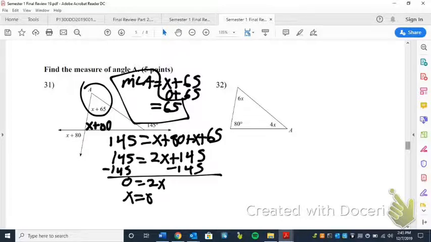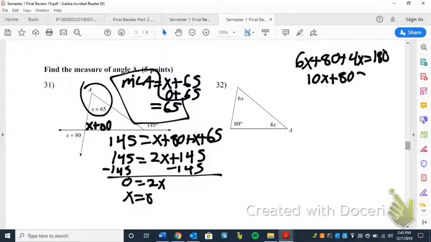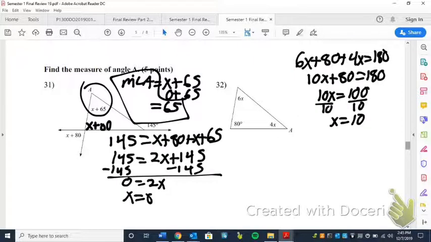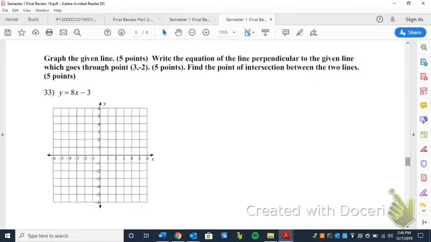32. I know all three of those angles are going to add up to 180 degrees. So I go 6x plus 80 plus 4x equals 180 degrees. That gives me 10x plus 80 equals 180. Subtract 80 from both sides, I get 10x equals 100, or x equals 10. I'm asked to find the measure of angle A, which is 4x. Plug that 10 in, and I get 40.